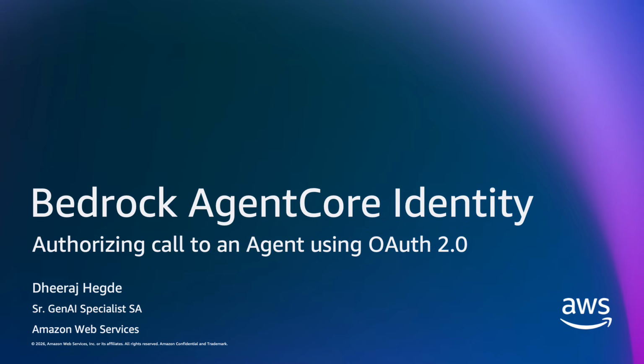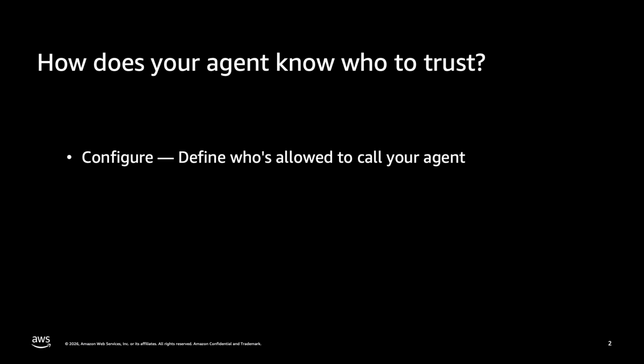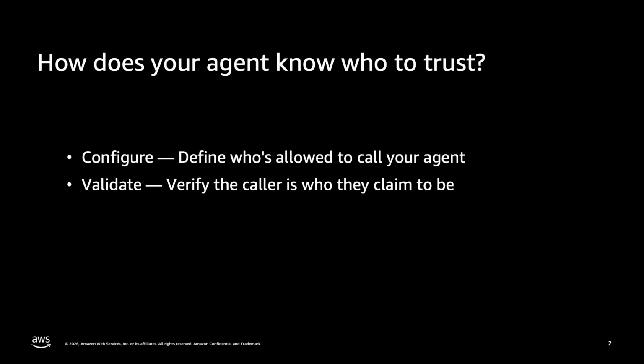We'll go behind the Agent Core API calls to understand how the whole process of authorization is orchestrated. So, how does your agent know who to trust? We will answer this question in two parts. Part 1 is during configuration. Before you even deploy your agent, you need to confirm who is allowed to call your agent. And part 2 is post deployment. During invocation, you need to verify the caller who is invoking your agent. Is a caller who they claim to be?